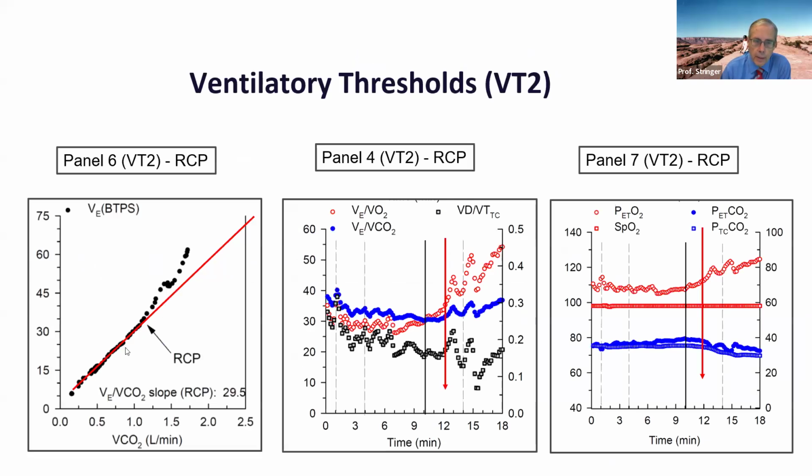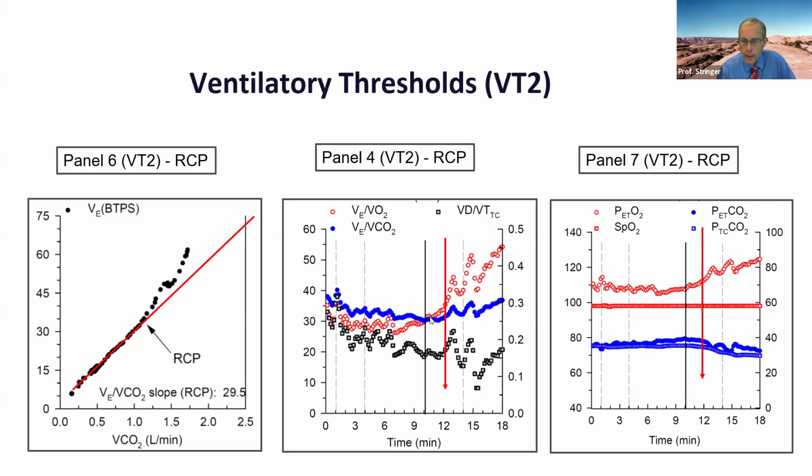What you're going to see is on this ventilation as a function of CO2, this is a slope, and the VE/VCO2 slope is important in a lot of diseases. I'm going to show you that in a minute. But it's where there's additional stimulation of ventilation relative to CO2 output, and that's called the respiratory compensation point, or VT2, or whatever you like. If you go down to panel 4 and panel 7, it's where you would start to see the ventilatory equivalent for CO2 start up, which is this blue here.